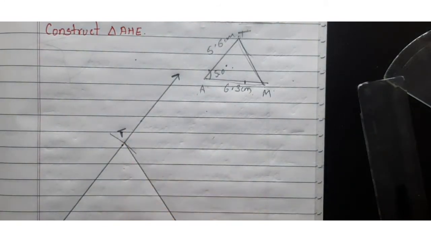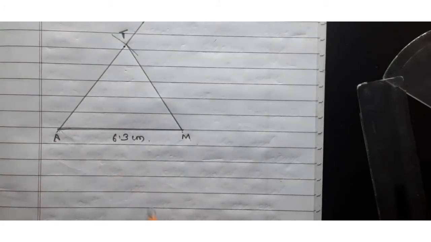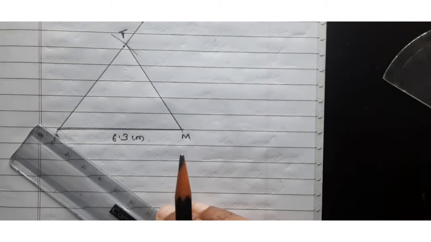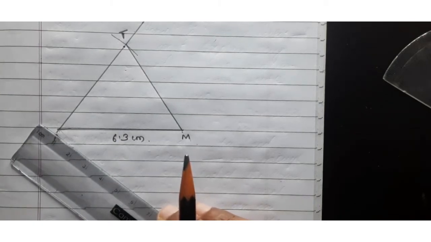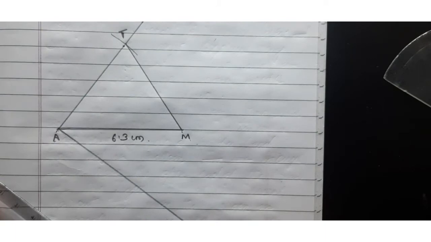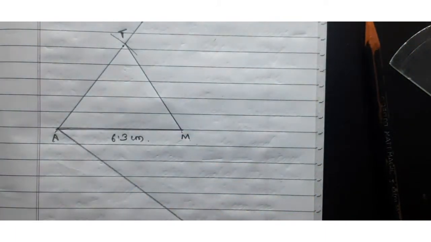So I have drawn triangle TAM. Okay, now from point A, I'll be drawing an acute angle, and I'll be taking 7 divisions on it. So first I'll be drawing the acute angle. Right, now with the help of the compass, I'll be taking 7 divisions on it.